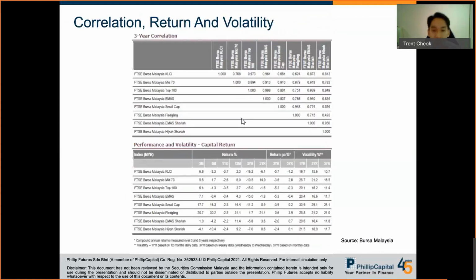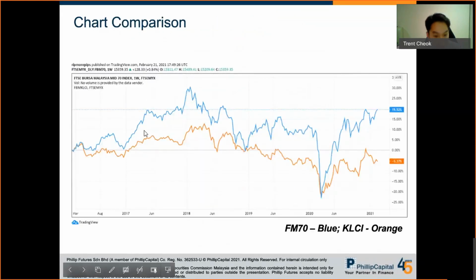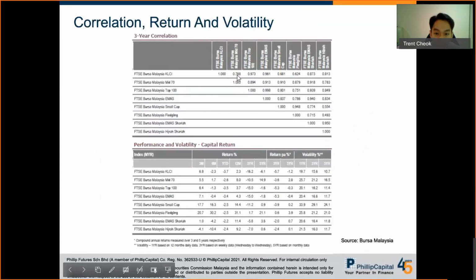Okay, then I would like to bring you to another, a bit of statistics here. How is FM70 correlated to KLCI? As you can see on the screen here, on the one that I've pointed to, if you look at my mouse, I point to a number, 0.768. What this 0.768 tells us between the KLCI and FM70 index is a correlation. So correlation means that it's 76.8% actually. It's 0.768 in decimal number.